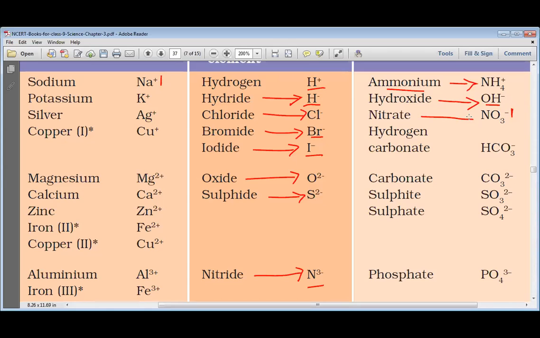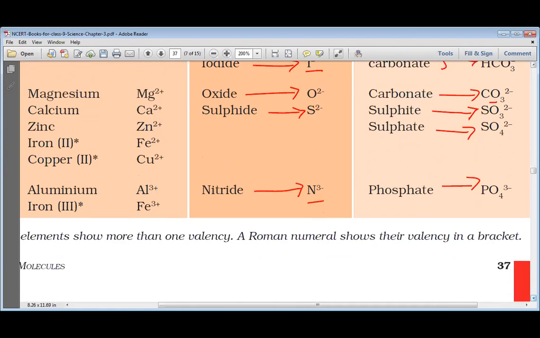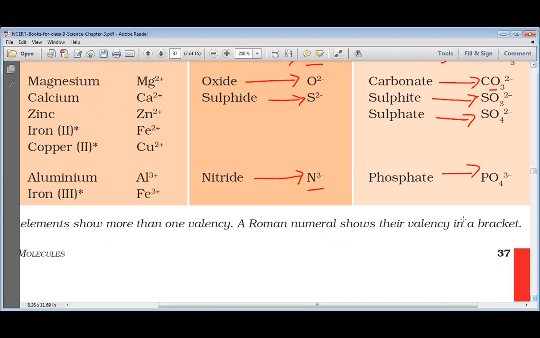So nitrate ion, you have NO3 minus 1 ion. Hydrogen carbonate ion, you have HCO3 minus 1 ion. You have carbonate ion, you have sulfite ion. Carbonate ion is CO3 minus 2 ion. Sulfite ion is SO3 minus 2 ion. Sulfate ion is SO4 minus 2 ion. Phosphate ion is PO4 minus 3 ion. This is how, my dear students, we understand the various ions.